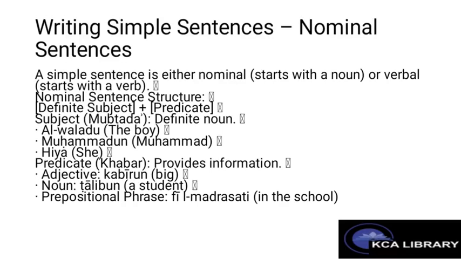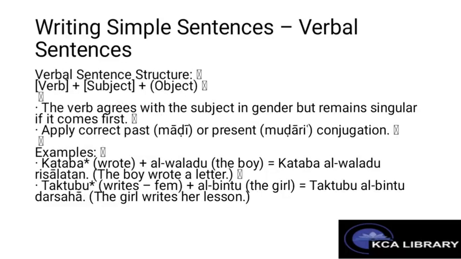If we say al-waladun kabirun, the boy is big. Talibun, a student. A predicate can also contain a prepositional phrase. Fil madrasa, al-waladun fil madrasa, the boy in the school.